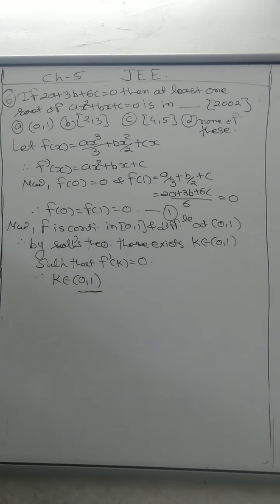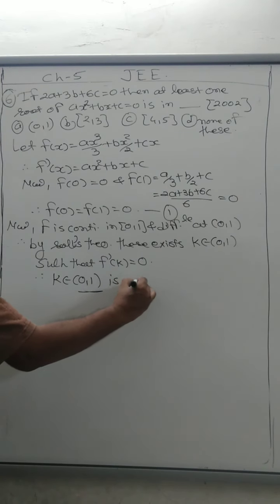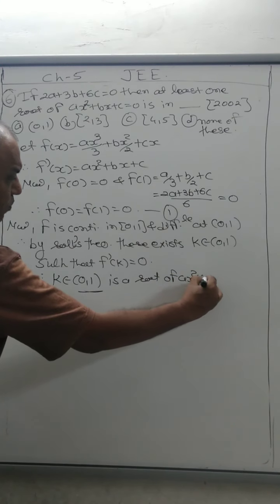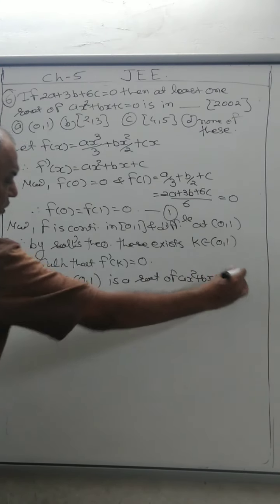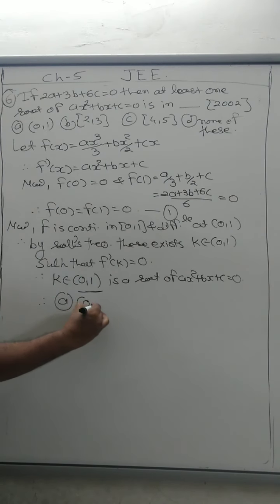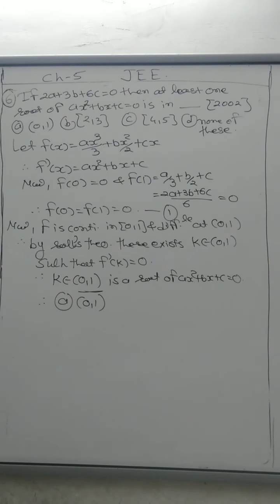Therefore our interval is a root of ax square plus bx plus c equal to 0, and our answer is 0 to 1. So there exists one root in between 0 to 1 for k.